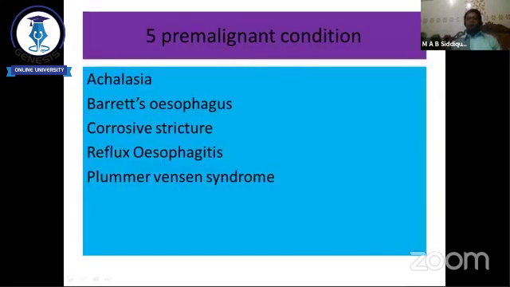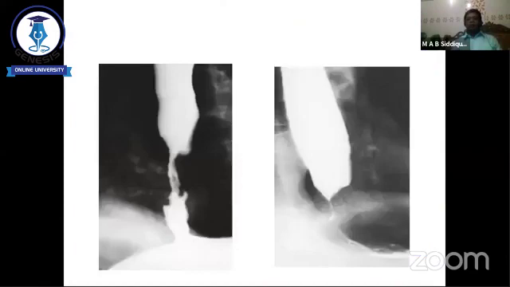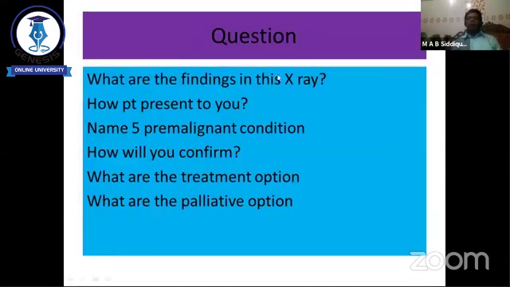So the treatment question may already have been mentioned: what are the findings and how does the patient present to you, name five malignant conditions, how will you confirm, what are the treatment options, and what are the palliative options. All the questions are discussed.